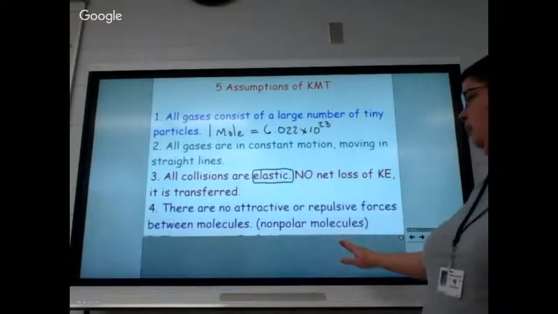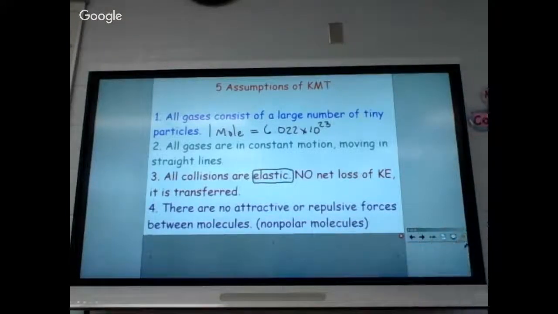Okay? Number 4, all right? There are no attractive or repulsive forces between molecules. Molecules are not going to attract each other. They're not going to repel each other. So the only way they can do that is if we have the absolute weakest molecules that you can have. So we're going to say they're non-polar.